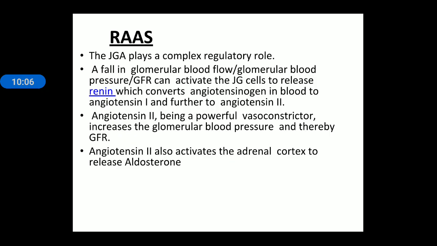Next, this is a theoretical explanation of the RAS mechanism, which is described in the previous slide. The juxtaglomerular apparatus plays a complex regulatory role. If the blood flow or the blood pressure decreases in the glomerulus area, that is the Bowman capsule area, then the JG cells present in the glomerulus part, juxtaglomerular cells, release a hormone known as renin. Renin converts angiotensinogen into angiotensin 1 and further angiotensin 2. This angiotensin 2, I am reading the third point, is a powerful vasoconstrictor which constricts or decreases the diameter and increases the glomerular blood pressure.